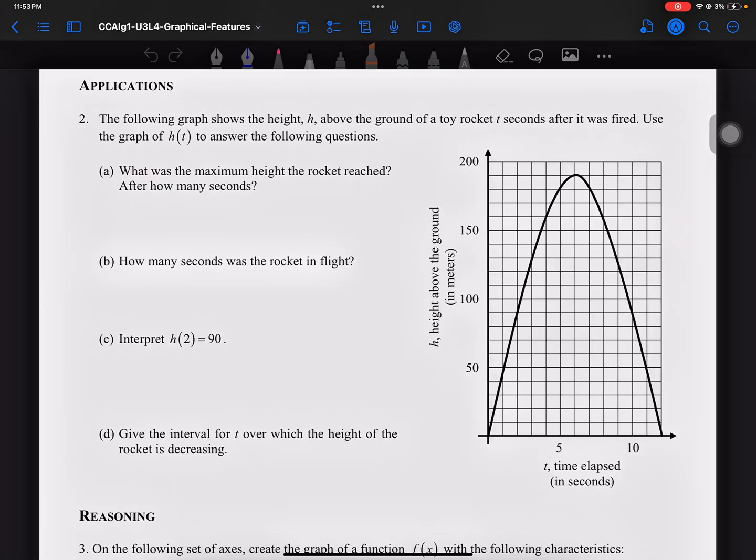Okay, for question 2a, find the highest point on the curve, the maximum height.